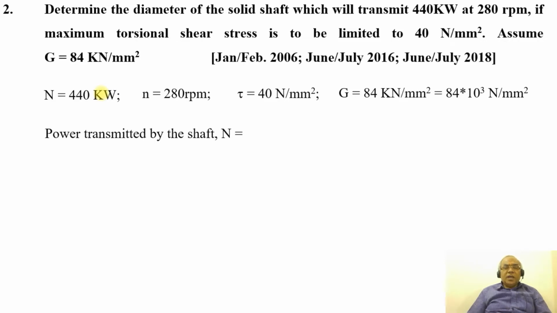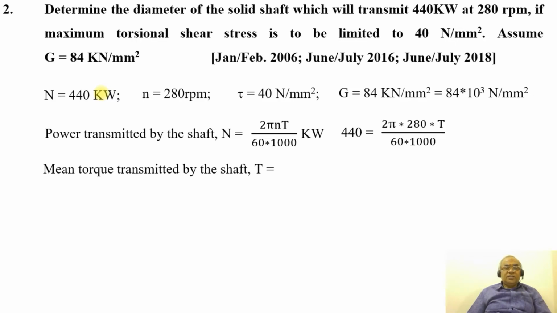So what we need to calculate: we know that the power transmitted by the shaft, capital N, is given by 2 pi N capital T by 60,000 kilowatt. Since it is given in kilowatt, we can substitute directly. Substituting the value of capital N as 440, which is equal to 2 pi into small n, which is 280 RPM, into capital T by 60,000.